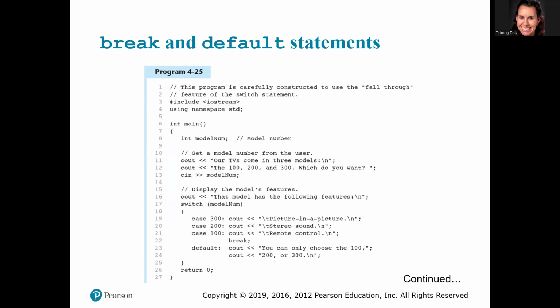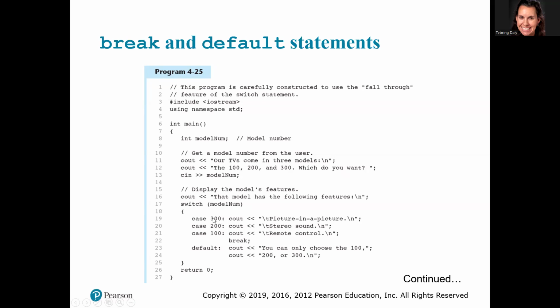If you're talking about TV models, each TV model you buy has more specifications, more features, right? So when you buy the highest model, you don't lose the basic features that you had in the basic ones. When you have a switch, if you enter 100, 200, or 300, if you get the 300 model, you get the highest quality picture-in-picture. But there's no break, so you also get the stereo sound and the remote control.